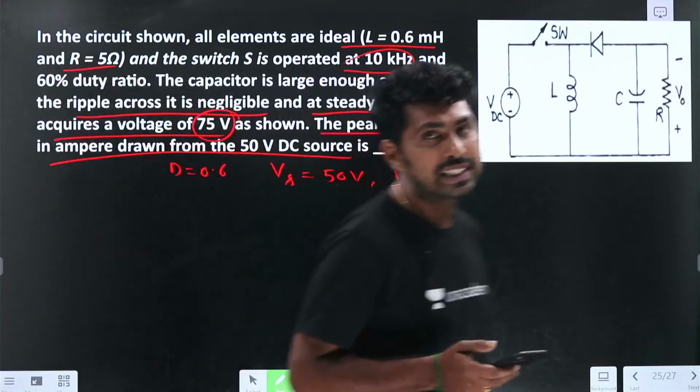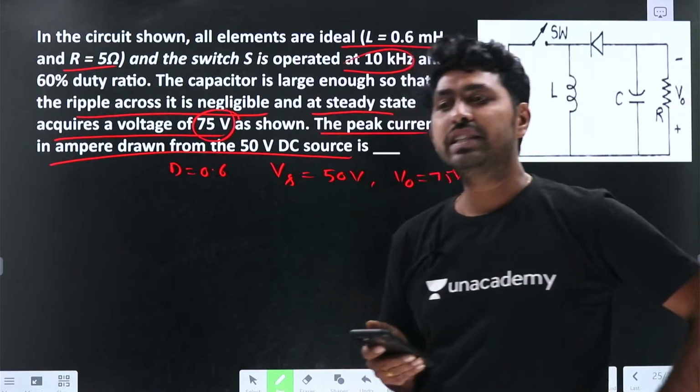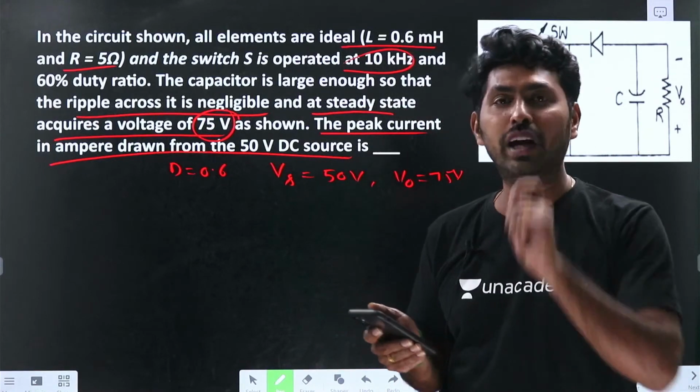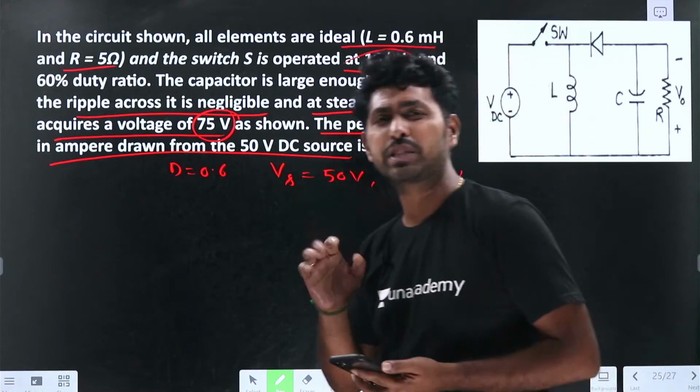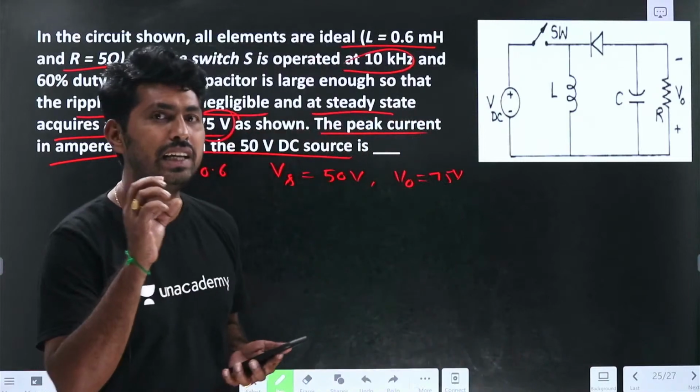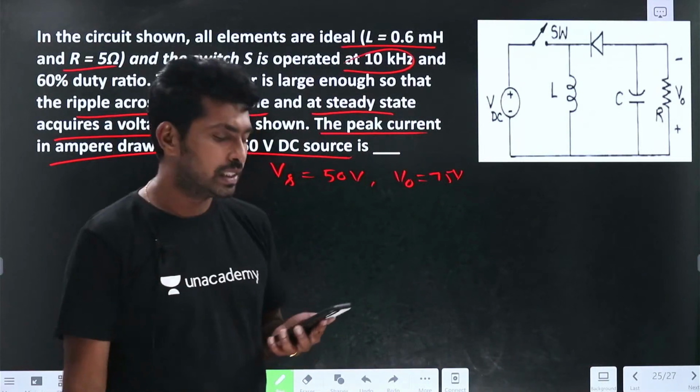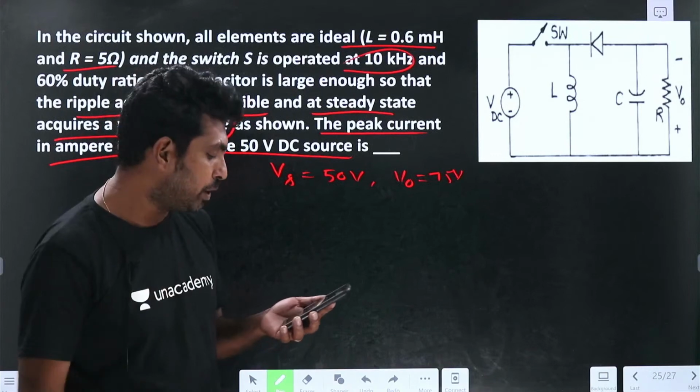Try to follow the problems, they are good. Otherwise, Daniel W. Hart has one book for DC to DC converters, and it is the best book. You can understand it clearly. It is Power Electronics by Daniel W. Hart.